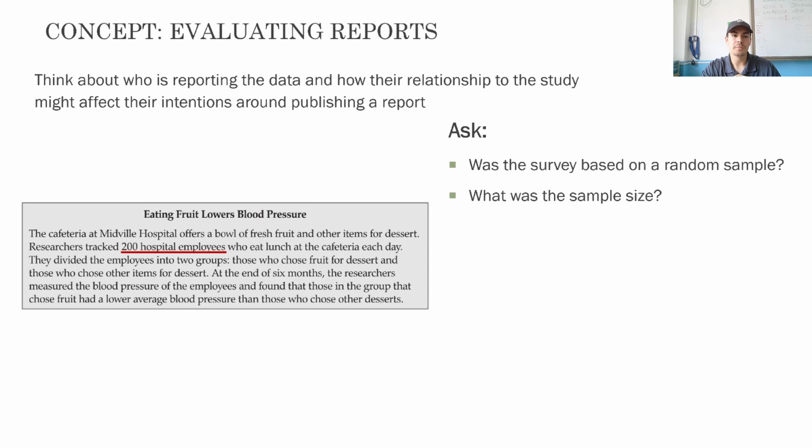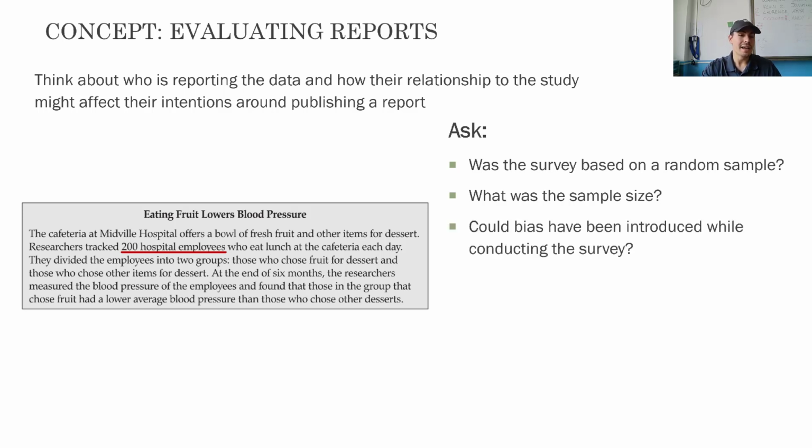So we have 200 employees. That's a pretty good sample size. Is it a random sample? Well, in the context of lowering blood pressure, maybe not, right? Like if this is only people who work at this specific hospital, you probably want a little bit more diversity within your sample size. Now, could there be bias introduced while conducting this survey?